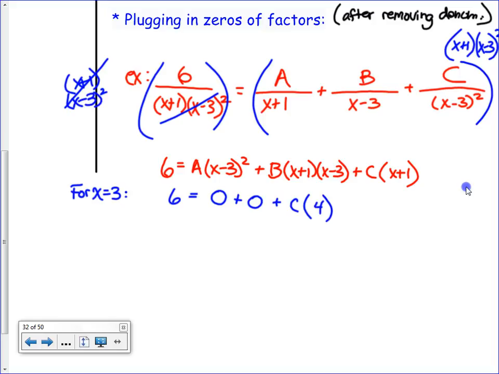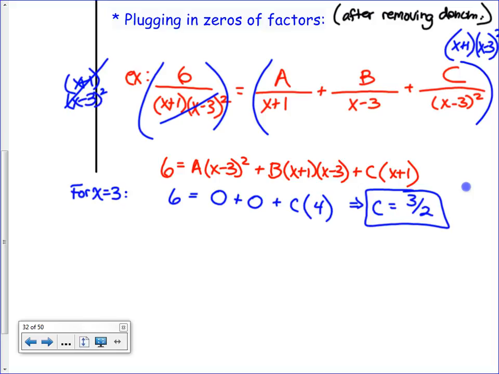What just happened? By strategically plugging in the zeros without having to make a system, it's like, sweet, I'm going to get rid of, ha-ha. C is equal to? 6 over 4 is 3 over 2. Nice.